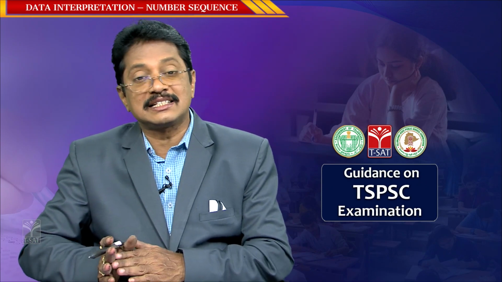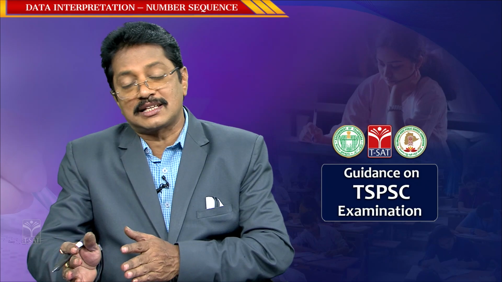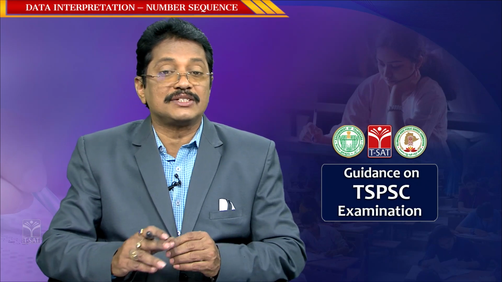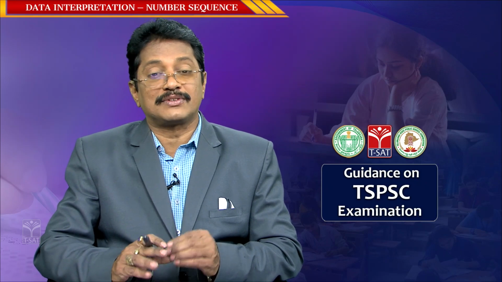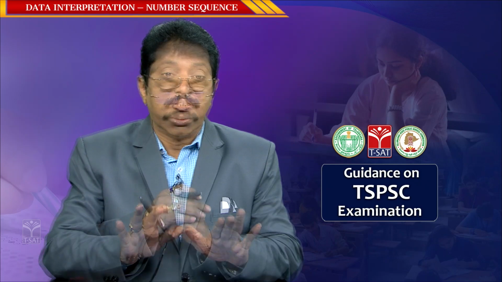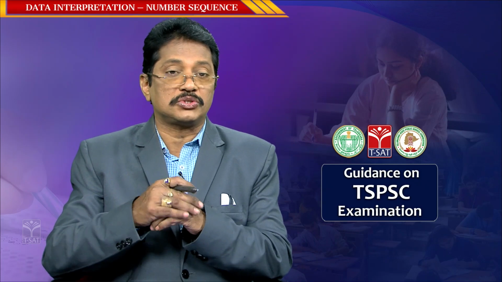So, when R is less than 1, you have to write Sn = A(1 - R^n)/(1 - R). When R is greater than 1, you have to write Sn = A(R^n - 1)/(R - 1). Is it clear? This is very important information. We will see some questions here.